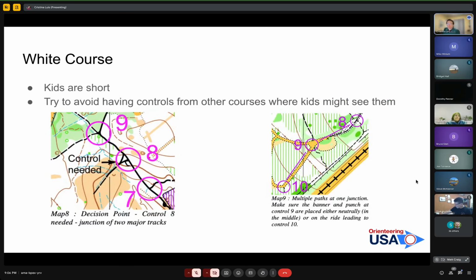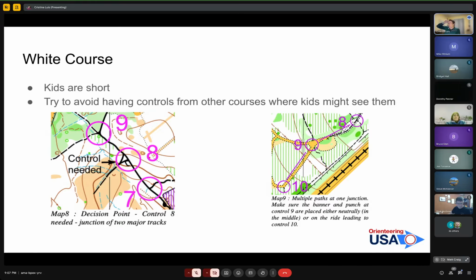All right, some more considerations for white. Kids are short, so that can affect visibility, although usually with trails and roads, it's not a problem. If you ever have them, I wouldn't recommend following a power line or something in the sky. Kids don't look up, right?